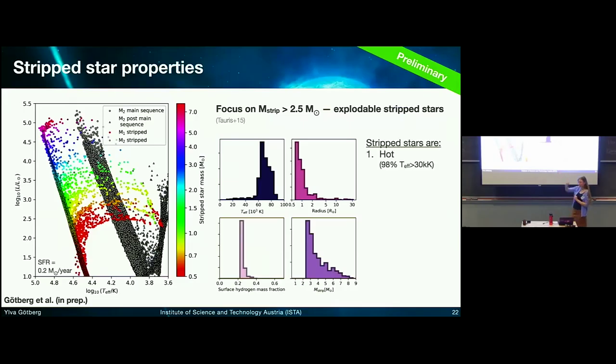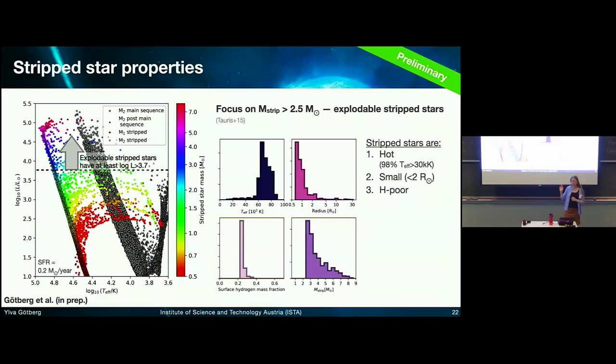We find that strip stars are hot. 98% of these have higher temperature than 30,000 Kelvin and should be hotter than the main sequence. They are small, less than 2 solar radii, and hydrogen poor. Now that's of course a product of what evolutionary models I put inside, so if we change those, we maybe get a different distribution. And let's note that the bolometric luminosity needs to be higher than about 10 to the 3.7 or something for you to have explodable strip stars.